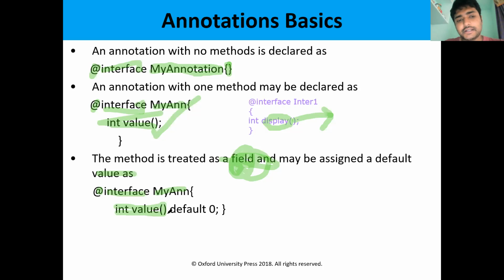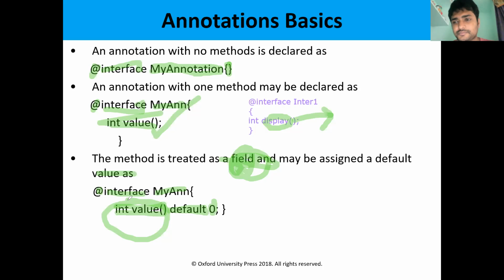I'm giving the method a default value using the keyword default, followed by a constant value: 0, 1, 2, 3, anything. Default 0. In general, a method can execute some code, but here in annotations, a method is simply a variable. We can treat the method as a variable or an attribute.